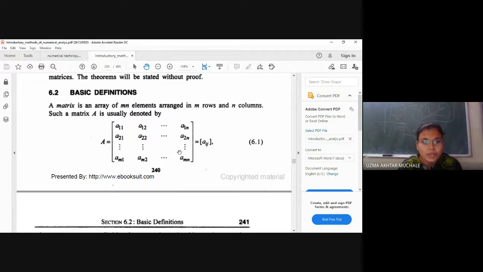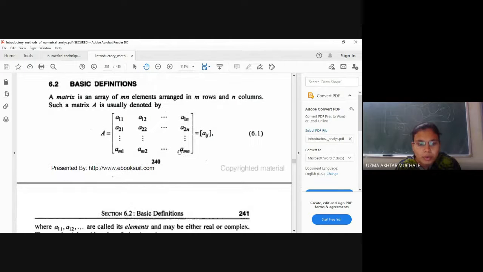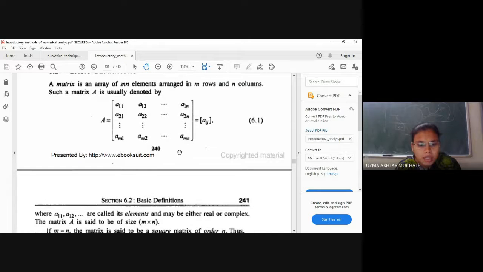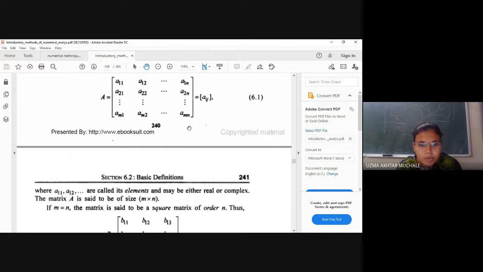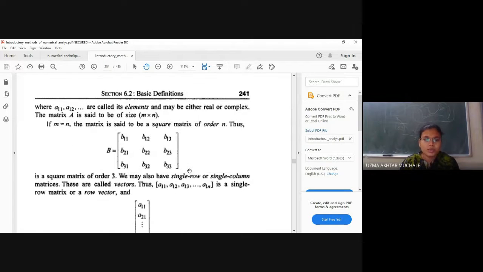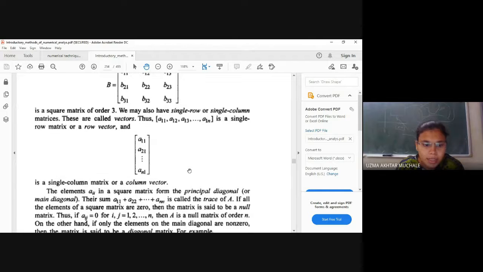This is mostly used in daily life also, that is, how to distribute things. In this way it is used. So now let us go. What is a square matrix? What is the meaning of square matrix? If m is equal to n, then it is called a square matrix, because we know that a square has every side of equal length, that is, the length of each side is the same, right?